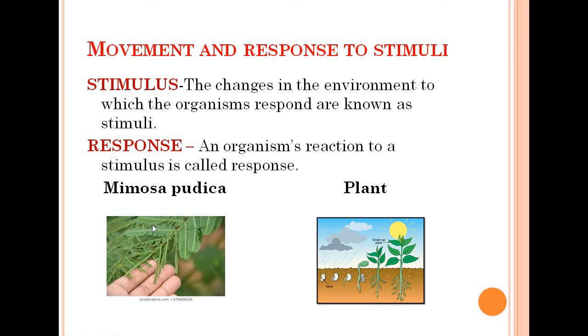We can see here in the example, this is the Mimosa pudica, also known as the touch-me-not plant. The leaves of the touch-me-not curl up when touched. So here, touch is the stimulus and the curling up of leaves is the response. Clear? And here in this picture, you can see the shoot of a plant grows towards the light and the root grows towards gravity. So here light and gravity are the stimuli and the plant growth is the response. Clear?